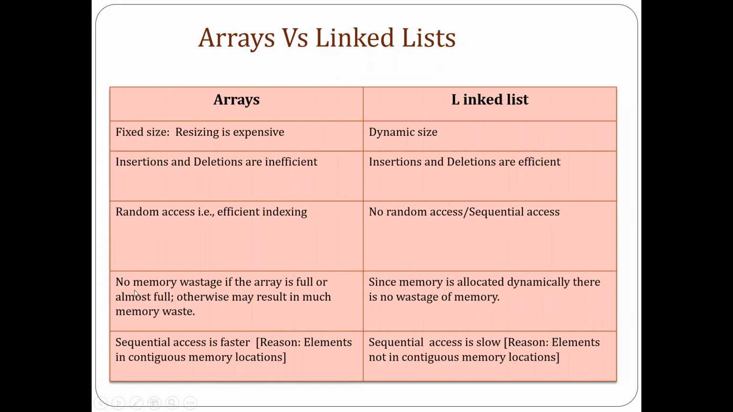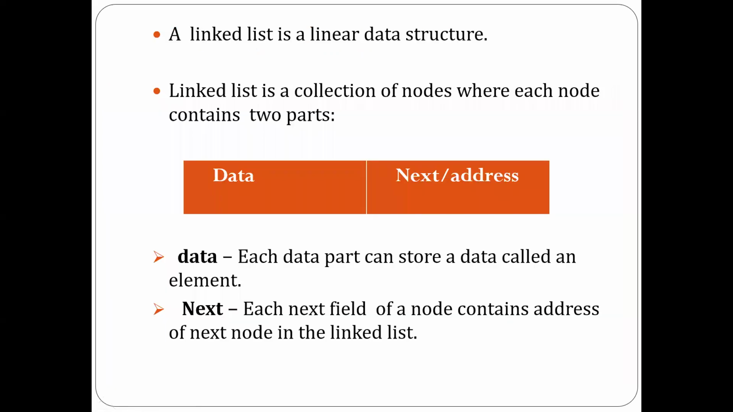Then in case of the array, no memory wastage if the array is full or almost full, but otherwise, it may result in much memory wastage. But in case of the linked list, as we are going to allocate the memory dynamically, no memory wastage is there. So this is the major advantage of the linked list. In case of the array, random access is faster because by using the index locations, we directly access the elements there. But in case of the linked list, access is slow. So these are some differences between the array and the linked list. You must know them. Based on this, in your MCQ examination, questions will be asked.